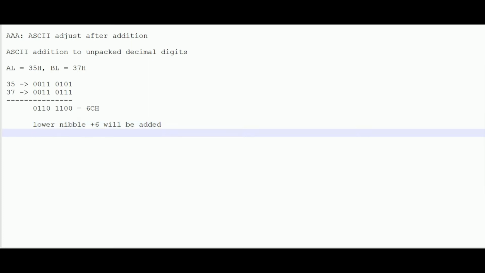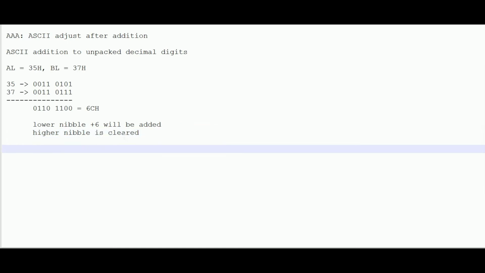and the upper nibble, that is the higher nibble, will be cleared, as we have done in the previous example, because it converts packed decimal digits into an unpacked decimal digit. So one digit should occupy 8 bits. So the higher nibble is cleared. So let us see what happens now. The higher nibble becomes all 4 zeros, and the lower nibble is 1100.